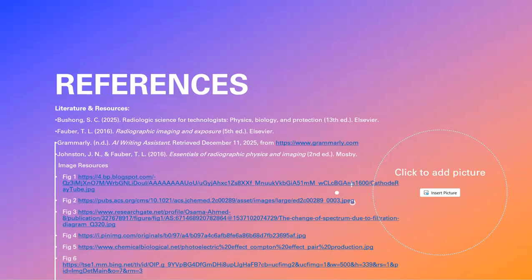This concludes my presentation. The information presented today was synthesized from our core curriculum texts, primarily the 2025 13th edition of Radiologic Science for Technologists by Stuart Bushong. Other vital resources included Fauber's Radiographic Imaging and Exposure and Johnston's Essentials of Radiographic Physics.